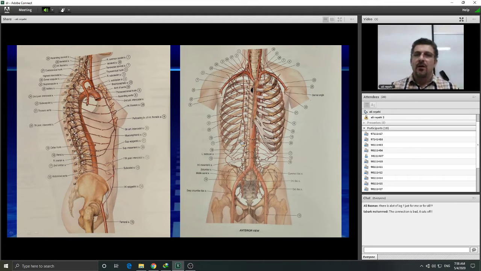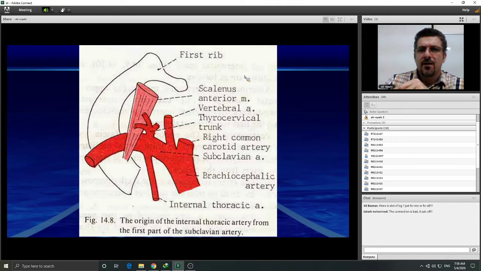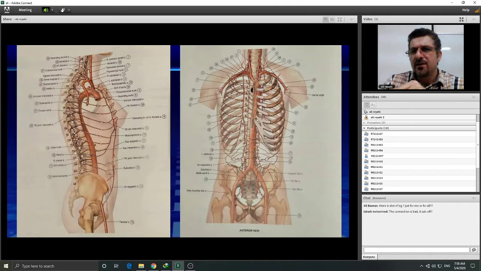Alright, but I want to bring you back to the origin of the internal thoracic artery. The internal thoracic artery is one of the branches of the first part of the subclavian artery. You can see here, this is the right subclavian artery, and this is the sternal artery. On each side, the internal thoracic artery arises from the first part.